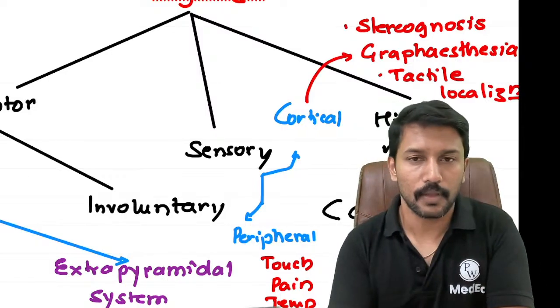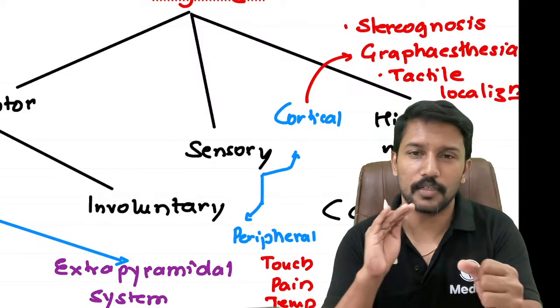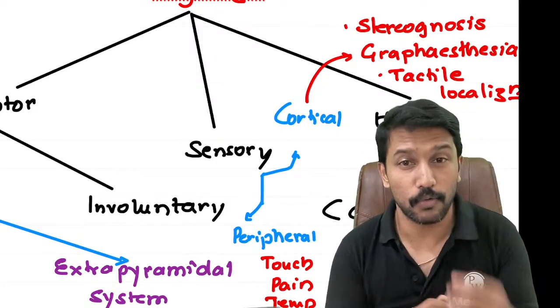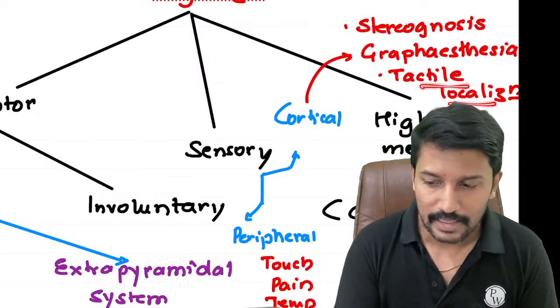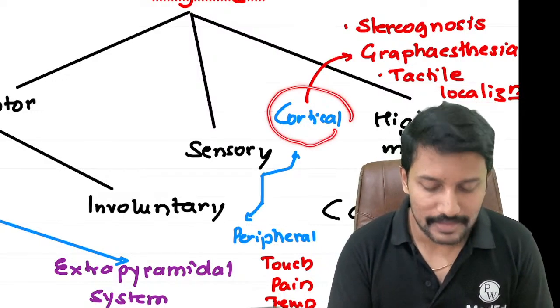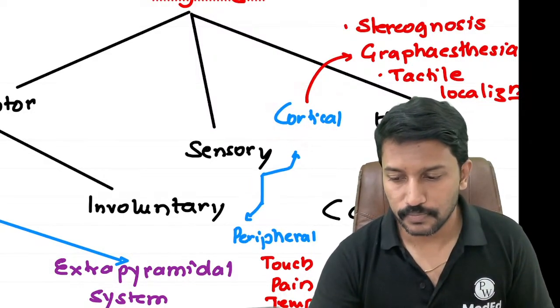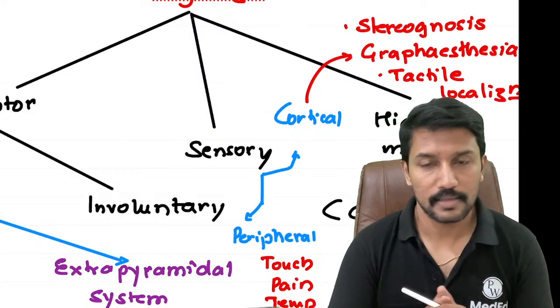And if I touch you, when your eyes are closed, you can specifically pinpoint which part of the body was touched. This sensation is what we call tactile localization. All of these come under cortical sensations.